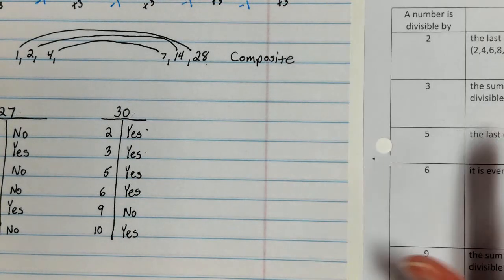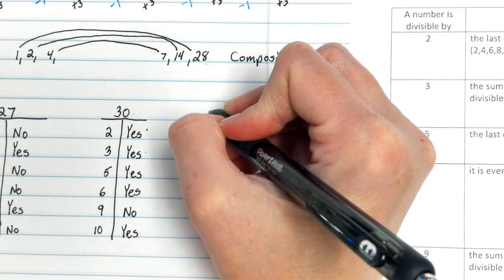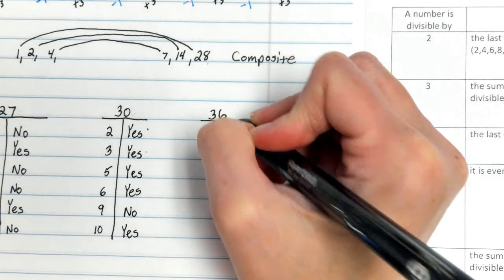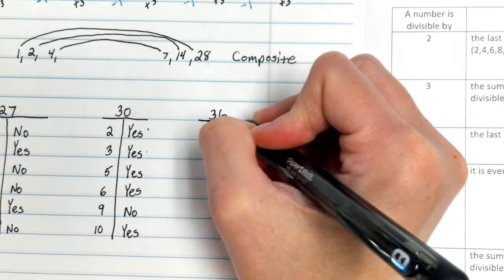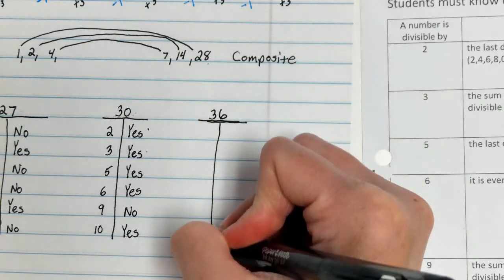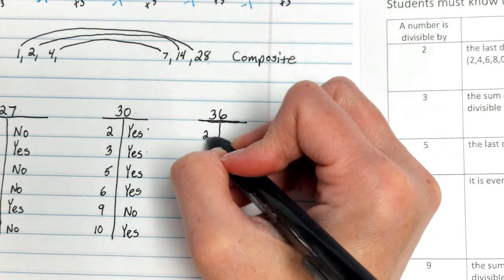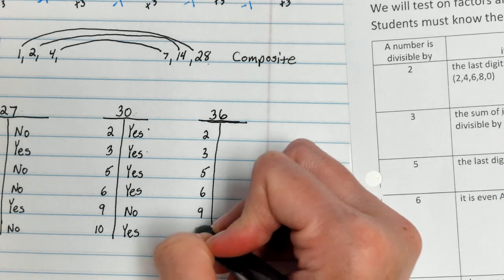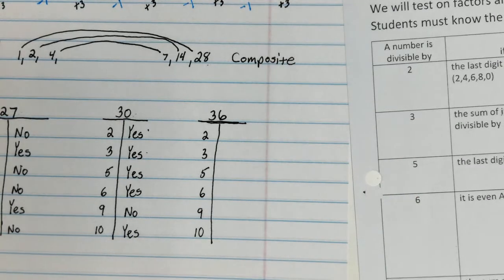All right, let's do another number. Go ahead and draw your T-chart. Our number is going to be 36. We got 2, 3, 5, 6, 9, and 10.